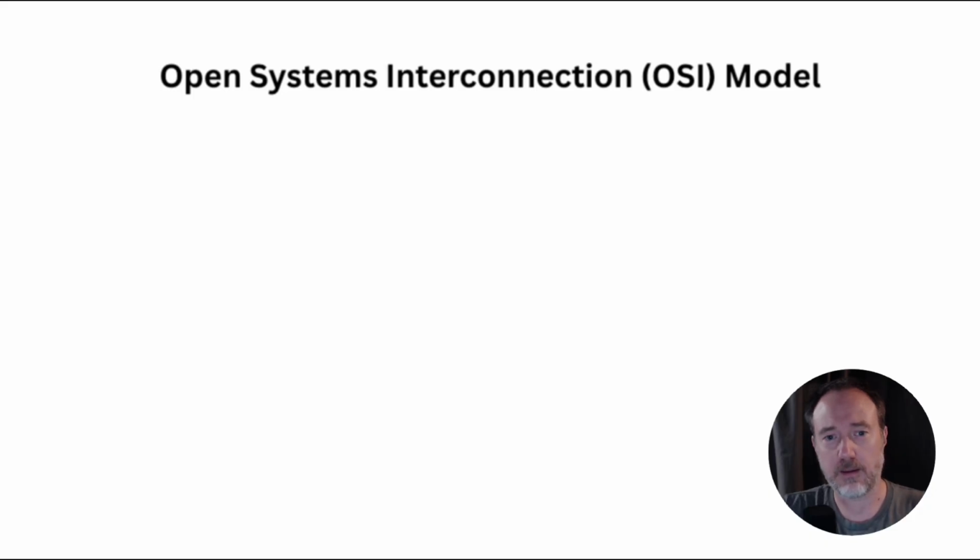Let's talk today about one of the most fundamental parts of network communication, and that is the Open Systems Interconnection Model, or the OSI model. It's a framework for understanding how communication works on the network.